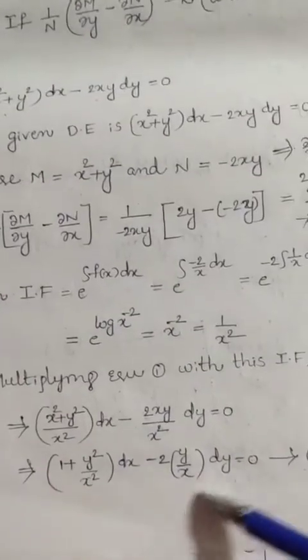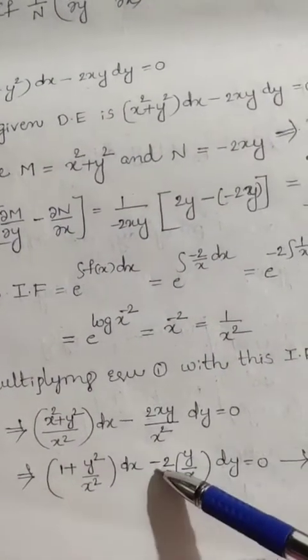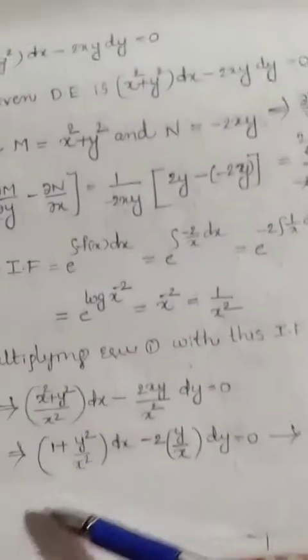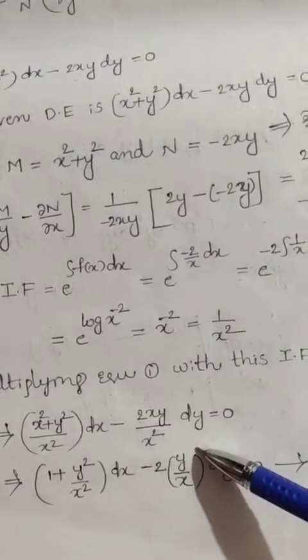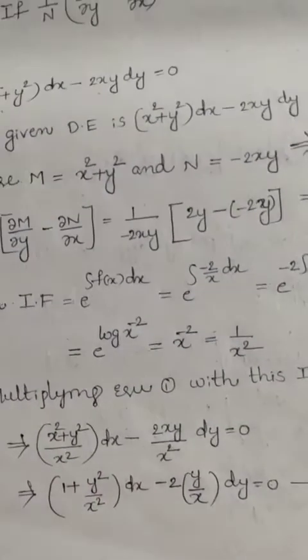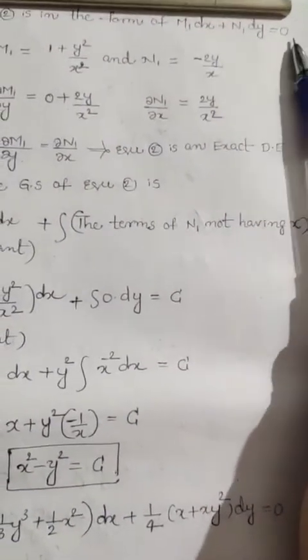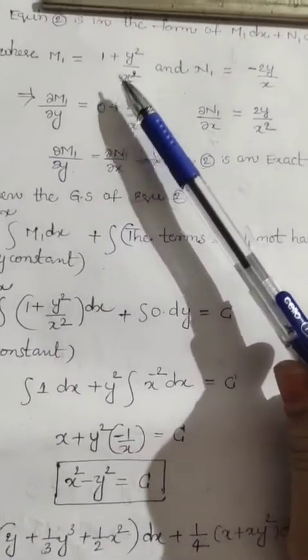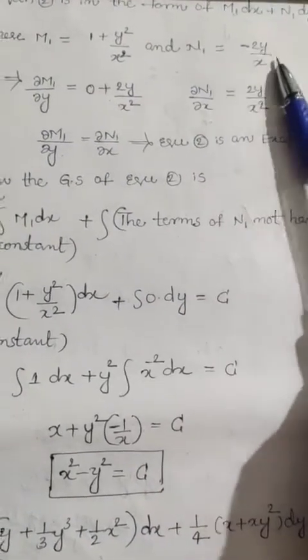So again this equation 2 is in the form of M1 dx plus N1 dy equal to 0, where M1 equal to 1 plus y square by x square and N1 equal to minus 2y by x.